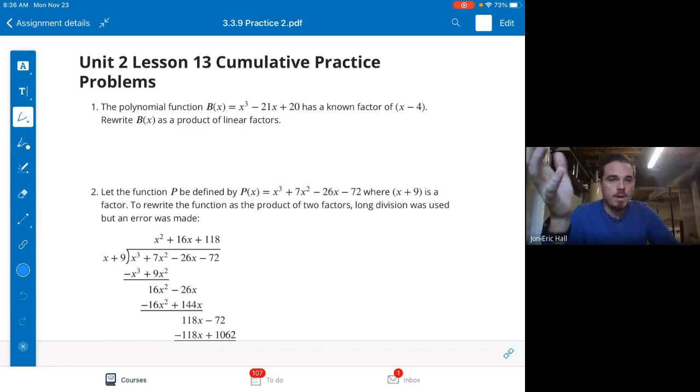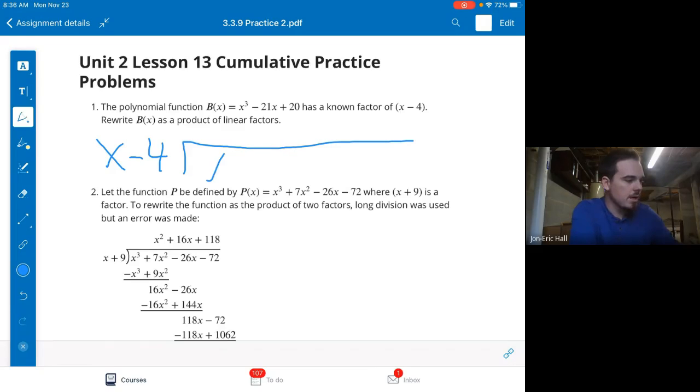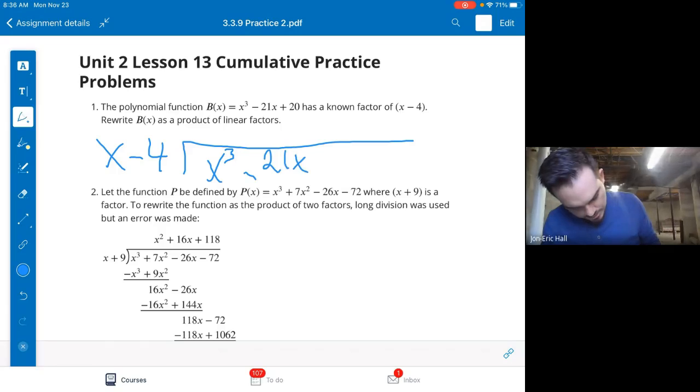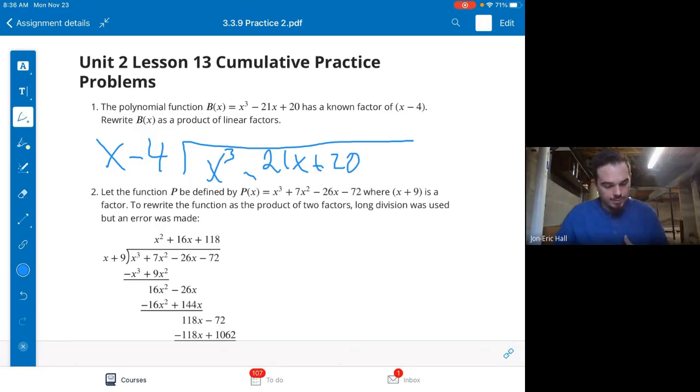When it wants us to write this as the product of all the linear factors, what we do is take this and do our polynomial long division. So we will do that x minus 4, and then draw our long division and put our x cubed, x cubed minus 21x plus 20. I'm obviously going to end up writing over number 2, so just stay with me here, and I'll erase it afterwards.